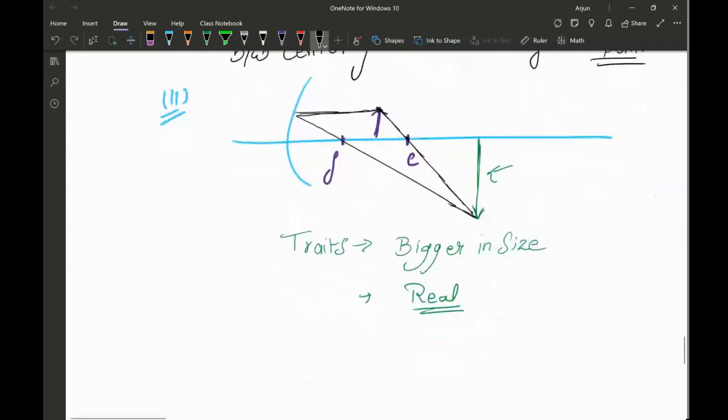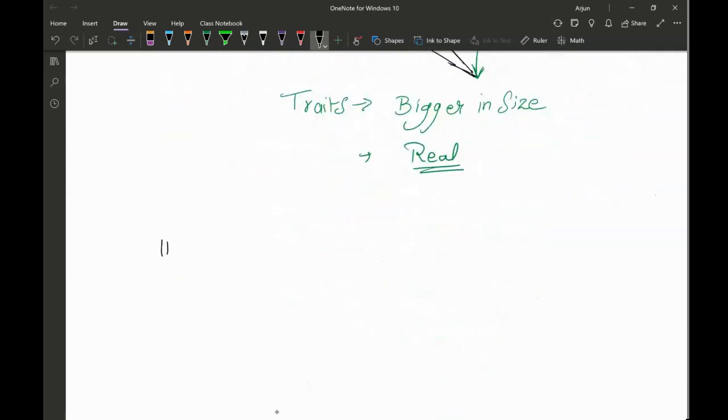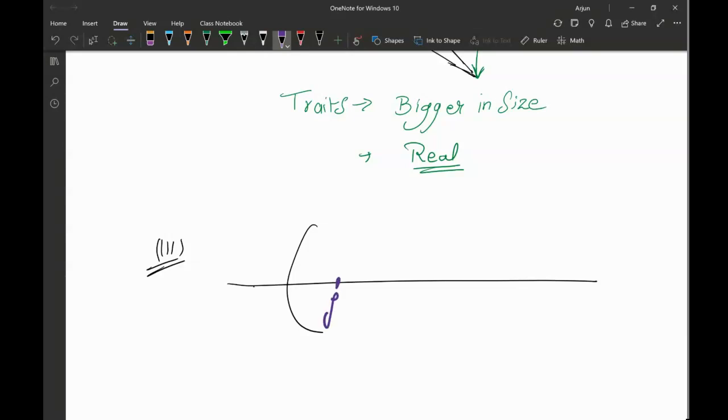Now I'm going to talk about the third case. The third case is when the object is placed on the center of curvature, or let's say on the focal point. That'll be the better case, focal point, and this is center of curvature. So this is where the object is placed. So if the object is placed here, again the rules are going to remain the same.